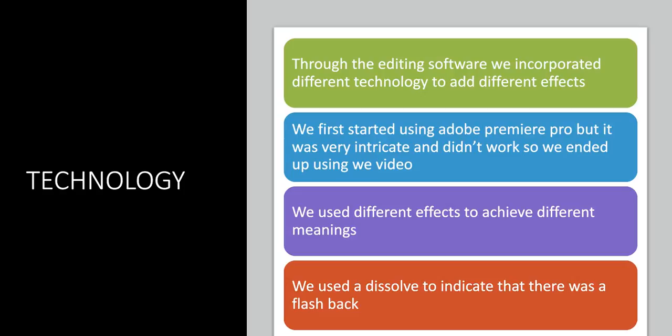Technology. Through the editing software, we incorporated different technology to add different effects. We first started using Adobe Premiere Pro, but it was very intricate and didn't work well, so we ended up using WeVideo. We used different effects to achieve different meanings. We used a dissolve to indicate that there was a flashback. Through the use of this dissolve, it created a slow pace through editing, which is following conventions of romantic comedy films.